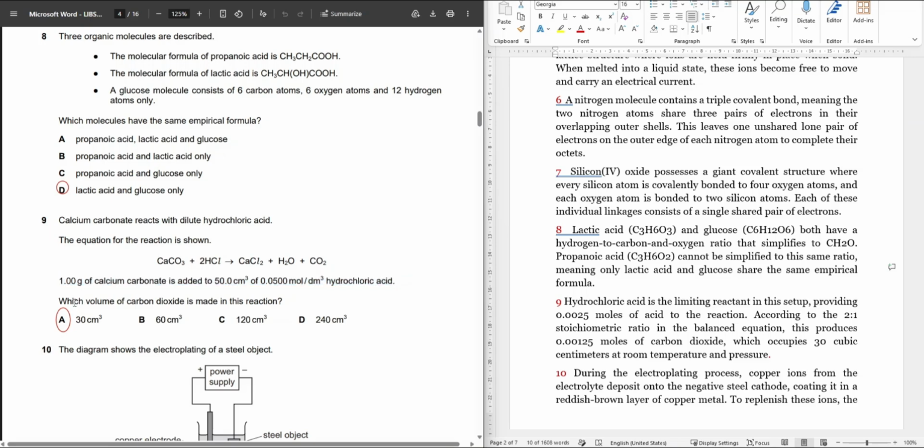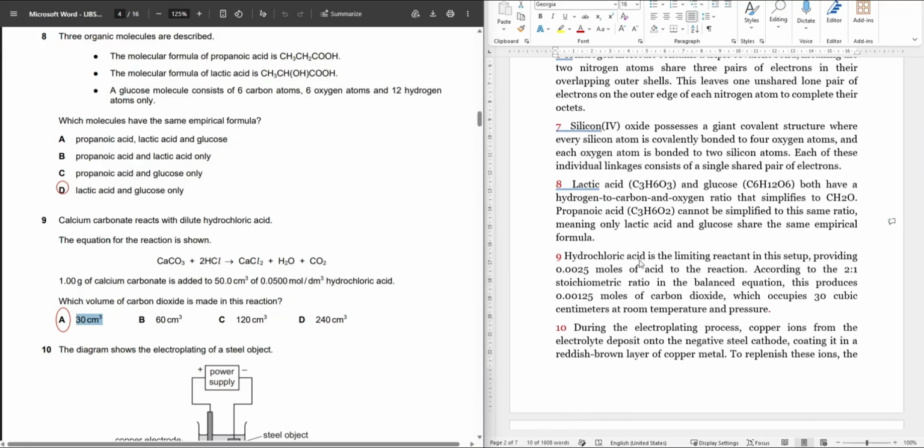So the question is which volume of the carbon dioxide is made in this reaction? Our answer choice is A, which is 30 cm³. The logic behind this is that hydrochloric acid is the limiting reactant in this setup, providing 0.0025 moles of acid to the reaction. According to the 2:1 stoichiometric ratio in the balanced equation, this produces 0.00125 moles of carbon dioxide, which occupies 30 cubic centimeters at room temperature and pressure.